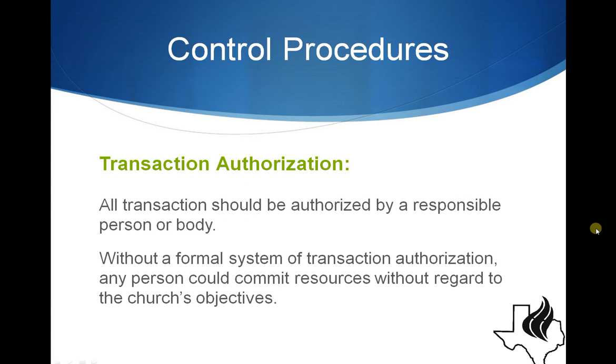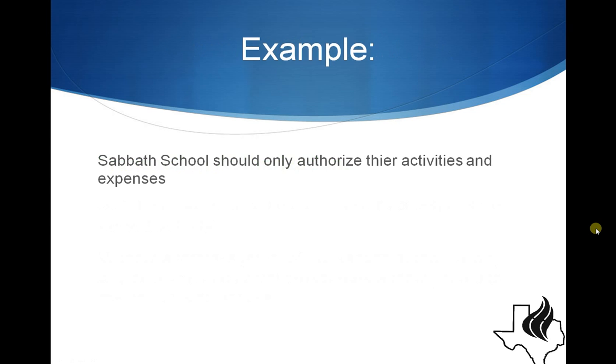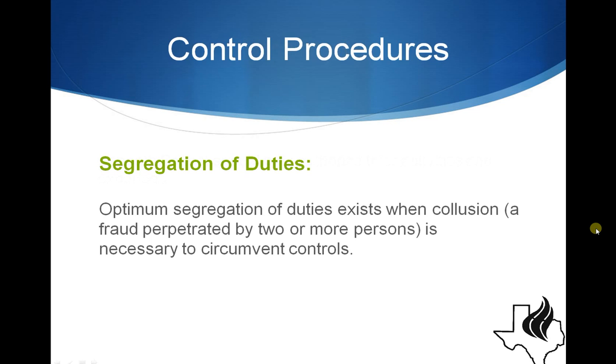All transactions should be authorized by a responsible person or body. Without a formal system of transaction authorization, any person could commit resources without regard to the church's objectives. For example, Sabbath schools should only authorize their activities and expenses.